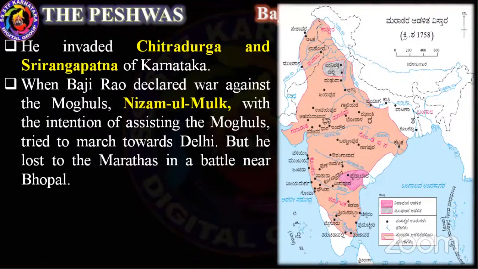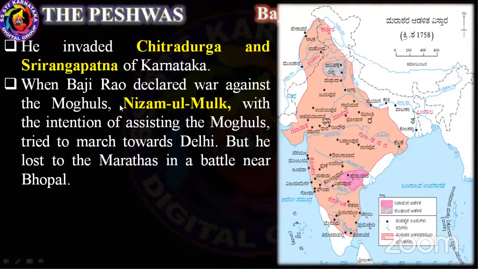When Bajirao declared war against the Mughals, Nizam ul Mulk, with the intention of assisting the Mughals, tried to march towards Delhi, but he lost to the Maratha in battle near Bhopal.